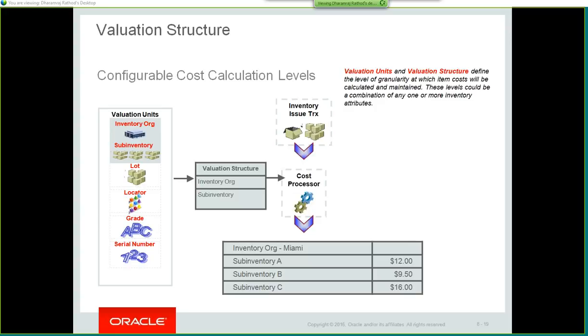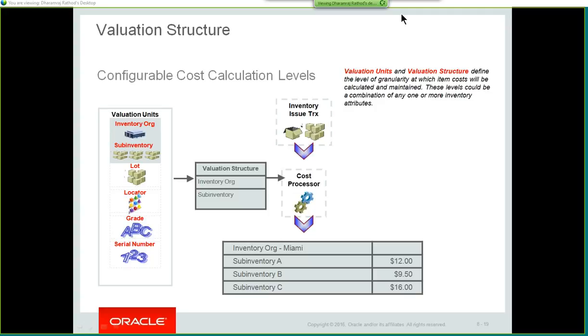So it is at the receipt layer, along with your valuation structure and the costing method which you use. So this is the significance of your valuation structure. And somebody had a question: if my cost profile, or if my organization at the BU level, then I have a costing method at the BU level.